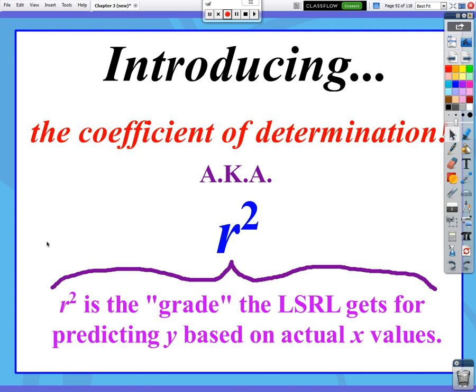And so that gives us our idea of the day, the coefficient of determination, which is also simply referred to as r squared. You can think of r squared as the grade, if you will, that the regression line gets for predicting response variable values, y values, based on actual explanatory or x values.